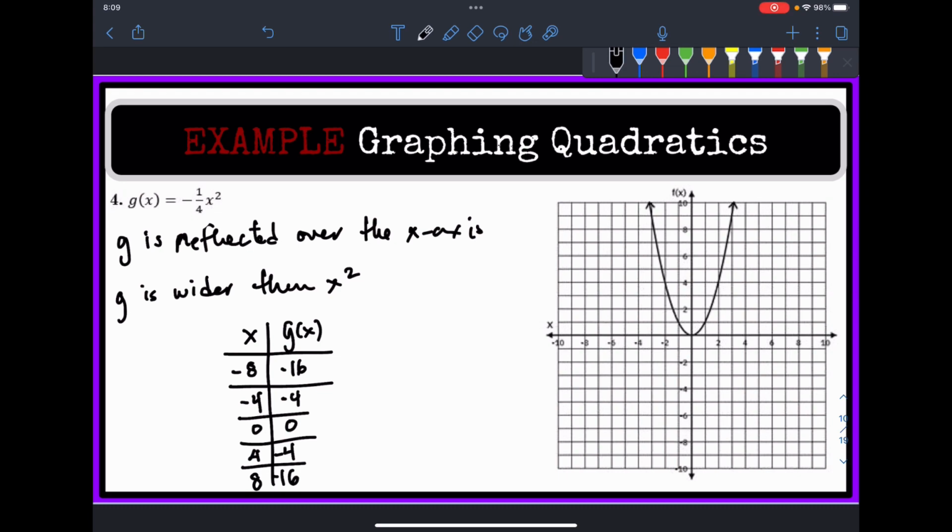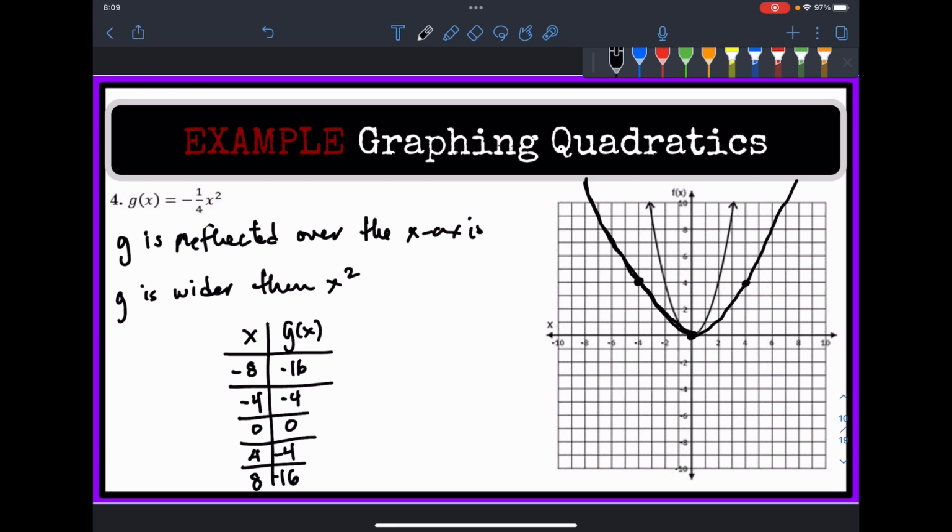So let's see, -4, -4, 0, 0, 0, 4. A little bit more curvy there. So there we go. So this is what the graph will look like. Again, wider and reflected across the x-axis.